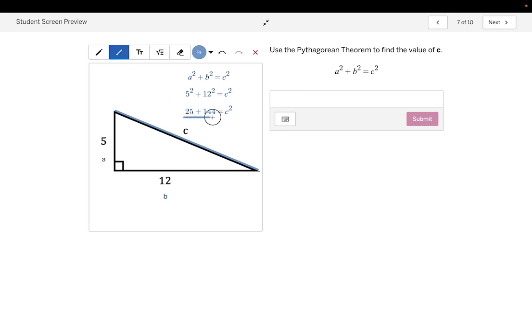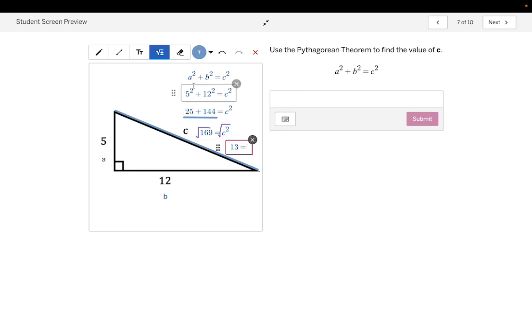Now that I have simplified the exponents, I can go ahead and simplify the addition part. So it'd be 25 plus 144, that's 169, equals c squared. I don't really care what c squared is. I need to know what just c is. So I want to get rid of that squared part. I'm going to use the inverse of squaring something, which would be square rooting something. So it's going to cancel out the little exponent. And whatever I do to one side of the equal sign, I need to do to the other side. So I'd have to square root the 169 as well. The square root of 169 is 13.